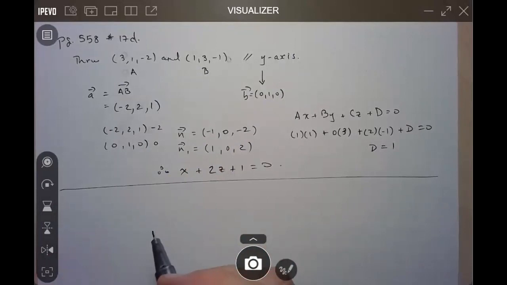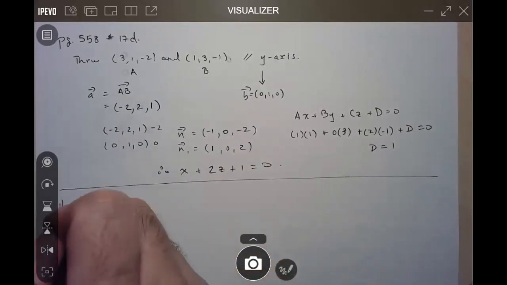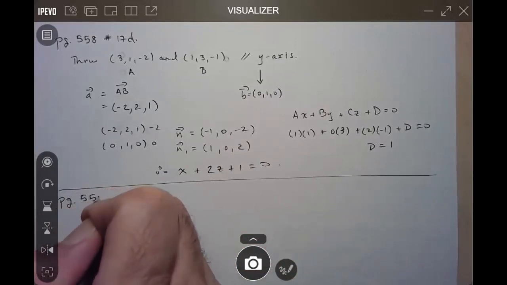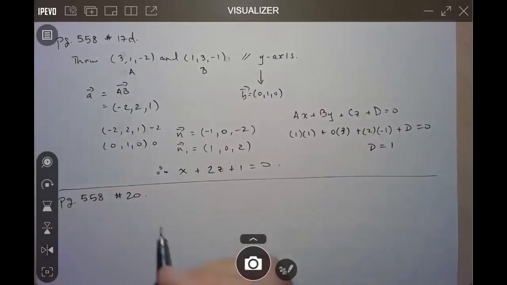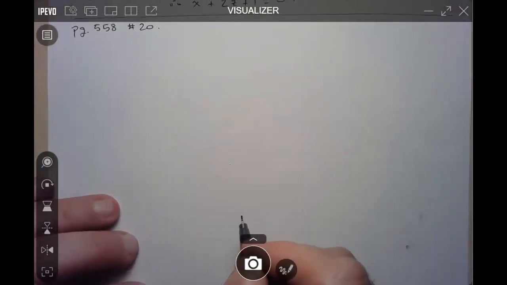Next we have number 20. That is, again, page 558, number 20. Let's see what that looks like. A line with equation blah, blah, blah intersects the plane at an angle of theta degrees. Determine this angle to the nearest degree.